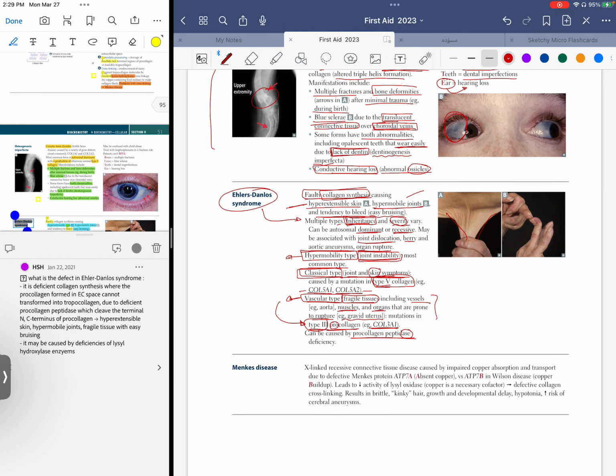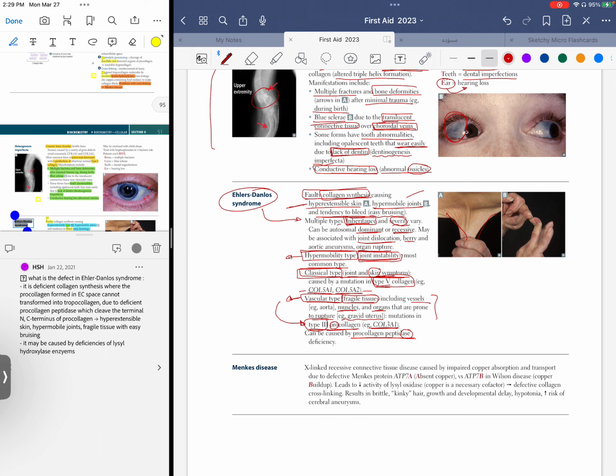So, what is the defect in Ehlers-Danlos syndrome? It is deficient collagen synthesis where the procollagen formed in extracellular space cannot transform into tropocollagen due to deficient procollagen peptidase, which cleaves the N and C terminus of the procollagen. That leads to hyperextensible skin, hypermobile joints, fragile tissues with easy bruising.